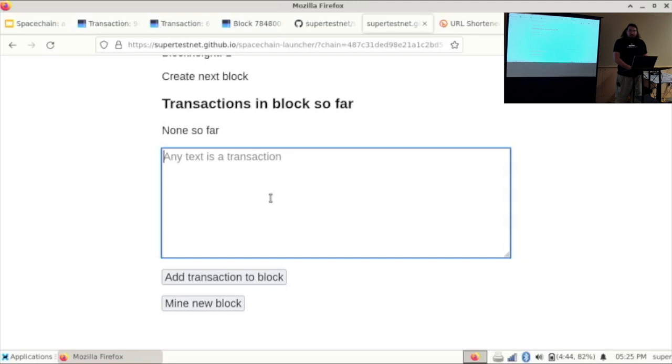What? Phil is a moron. There we go. Add that to the block. I spell Phil. What do you want our next transaction to say? No, he just said no.